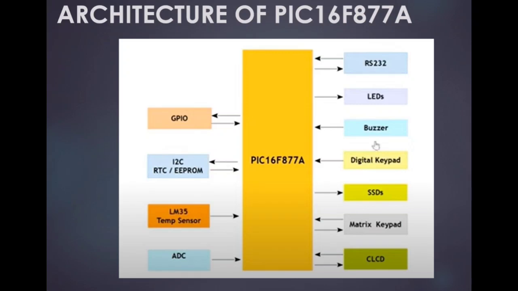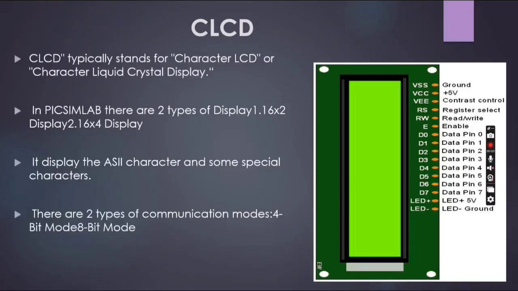In this architecture, we have seen the different peripherals of the PIC processor connected to it. They are the general purpose IOs, I2C, and temperature sensors, and ADC and RS-232 ports, LEDs and buzzers, and digital keypads, matrix keypad. Next one is CLCD.